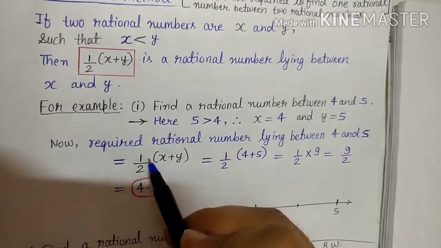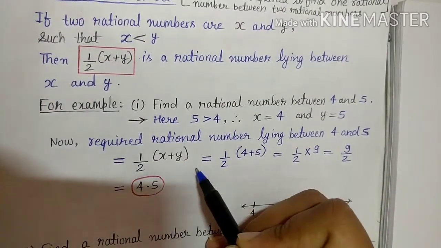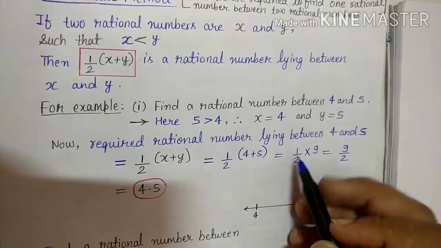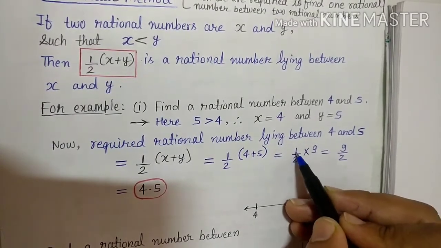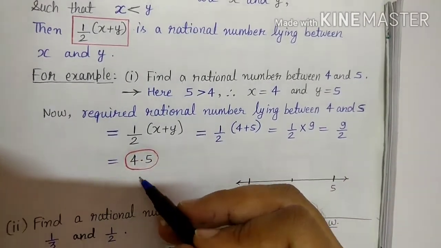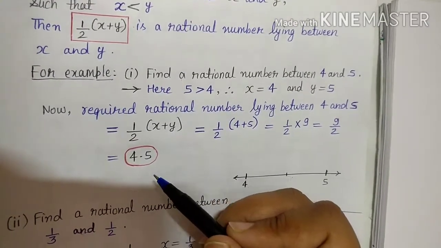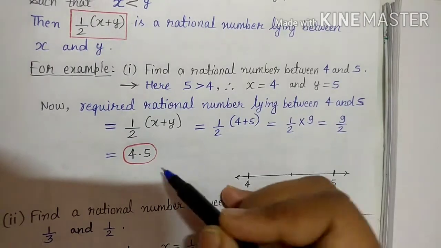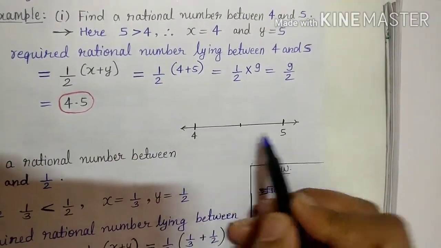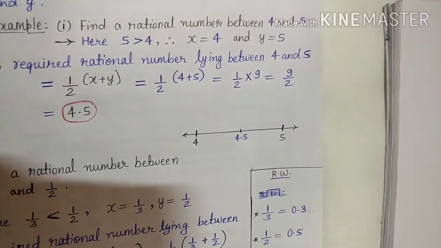Now the required rational number lying between 4 and 5, we have to use 1 upon 2 (x plus y). x is 4 and y is 5. 4 plus 5 is 9. So 1 upon 2 multiplied by 9 is 9 upon 2. If we divide 9 by 2, what will come? 4.5. So we can say that 4.5 is the rational number which lies between 4 and 5. We can show it on the number line also: 4 and 5, and it will lie here, 4.5. I hope it is clear to you.